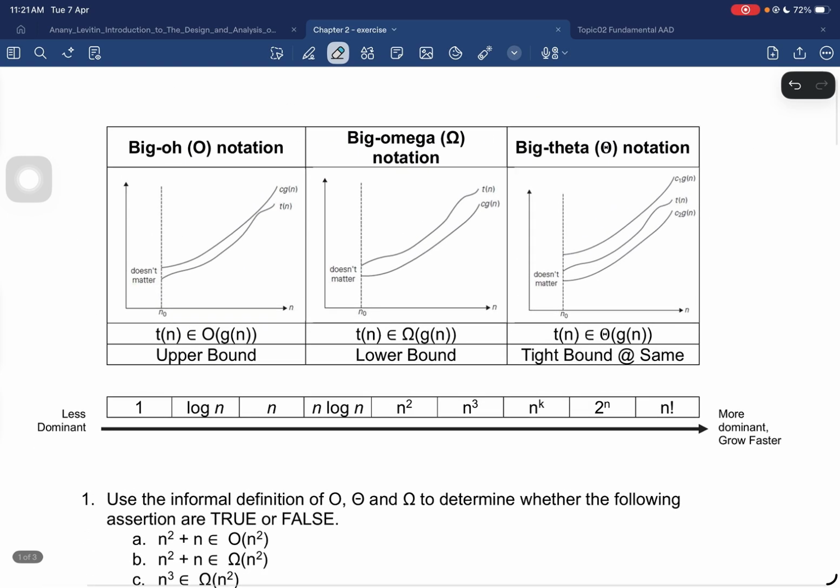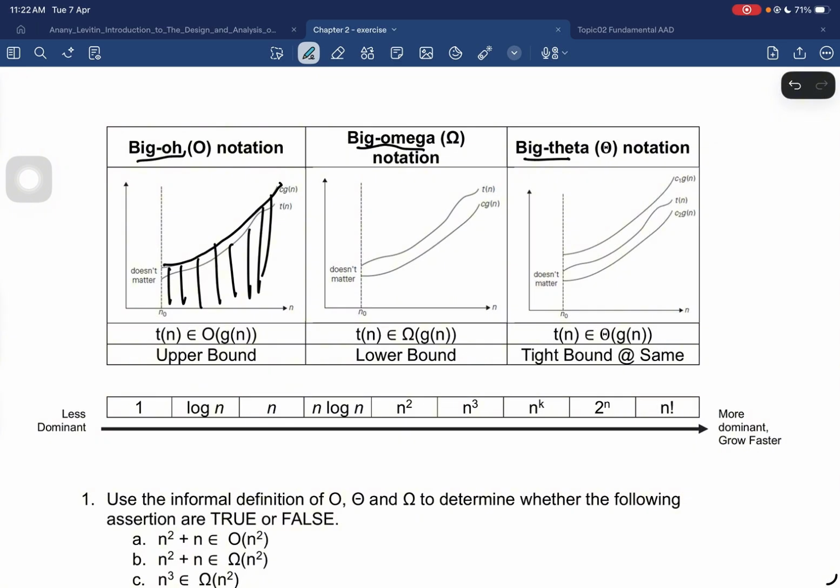First, about the notation. We have three types of notation. First is big O notation, second is big omega notation, and third is big theta notation. Big O notation is an upper bound. For large n, function f(n) grows no faster than g(n). So here, t(n) belongs to O(g(n)) because it grows no faster than c·g(n).